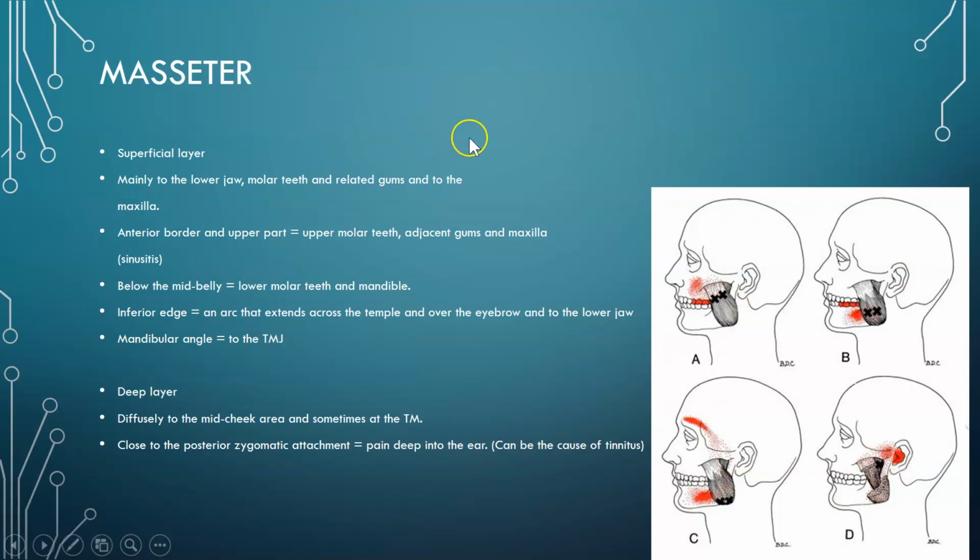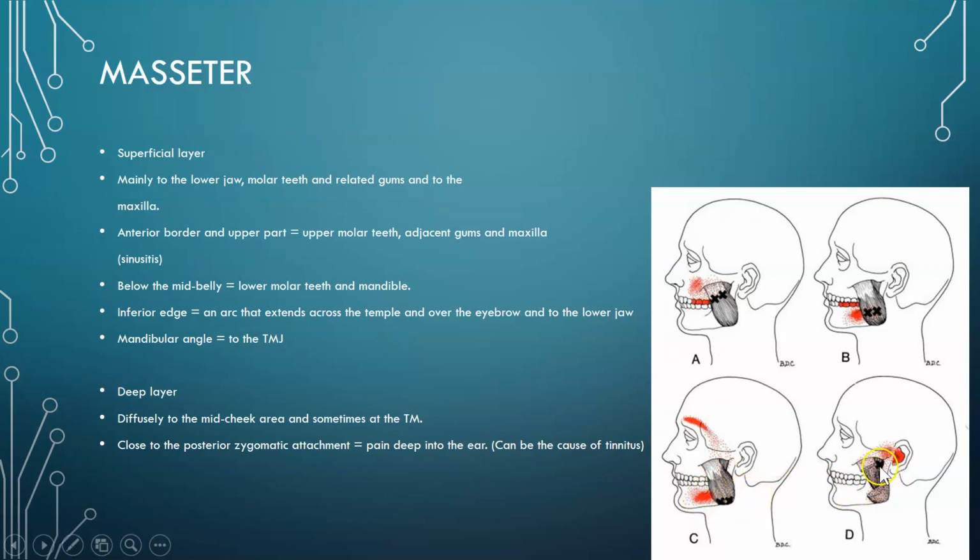So the superficial layer is basically to the lower jaw, molar teeth and related gums to the maxilla. The anterior border and upper part is the upper molar teeth, adjacent gums, and maxilla, sometimes described as sinusitis. Below the midbelly that we see here is the lower molar teeth and the mandible itself. The inferior edge that we see here is an arc that extends across the temple and over the eyebrow to the lower jaw, sort of this circle, and the mandibular angle here to this area in here.